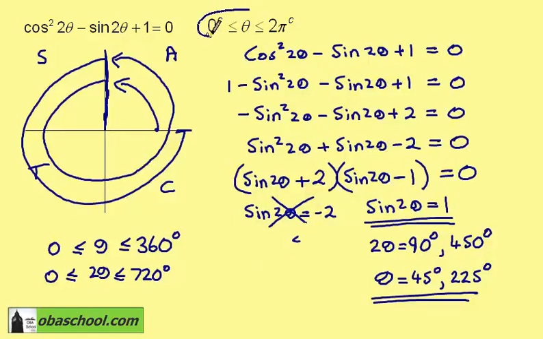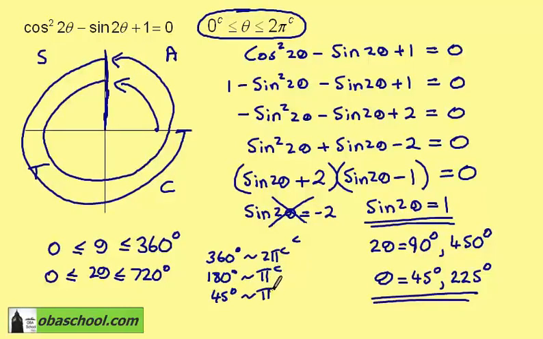We need to state these answers in radians. We know that 360 degrees is equivalent to 2 pi radians. So 180 degrees is the same as pi radians. Dividing by 4 gives 45 degrees is the same as pi by 4 radians. So our first answer is pi by 4 radians. And 225 is 5 times 45, so we get 5 pi by 4 radians.